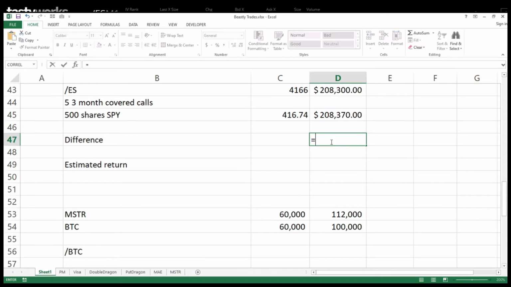So the difference between the two, to me, doesn't make sense. This wouldn't qualify as a good futures basis trade unless you're shorting it. If you short the 500 shares of SPY and then buy the one futures contract, you could potentially, if you decide to short, make $70 on this trade.